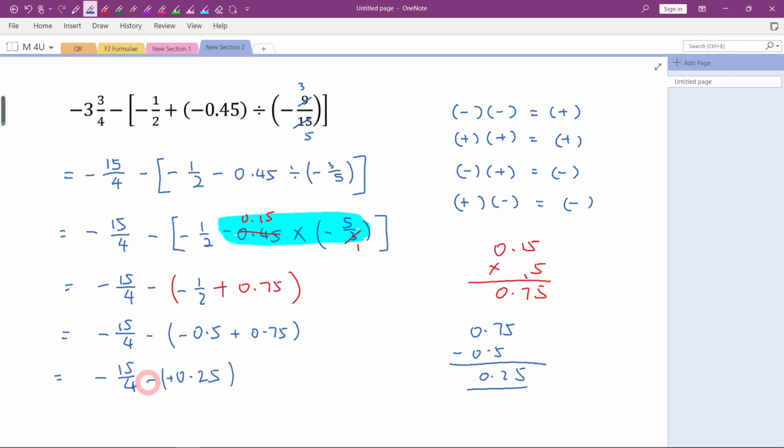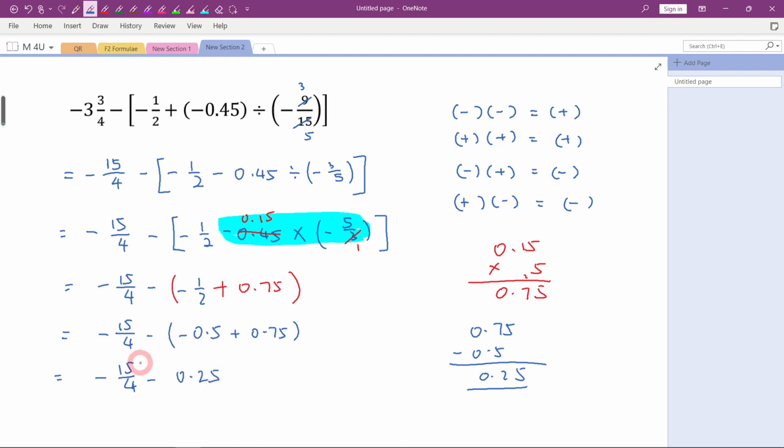This negative is from here, but you don't have to write this way. Just ignore the negative positive sign. Just write this way is okay. So just now I changed this to fraction, I changed this to decimal, right? So how about now I try another way. I change this one to fraction.